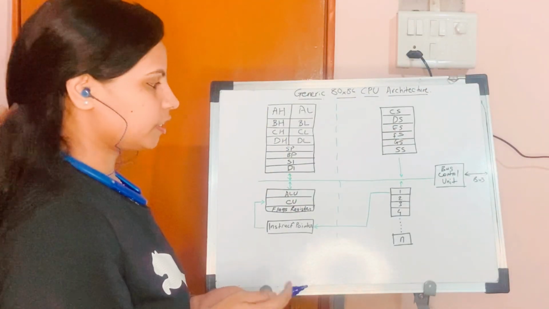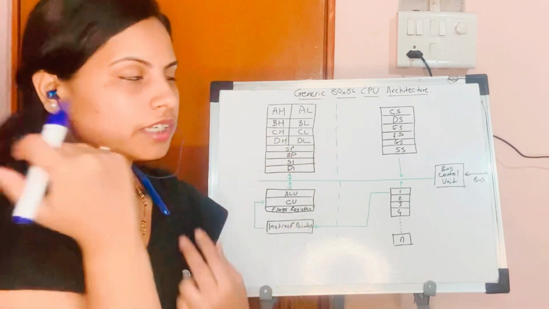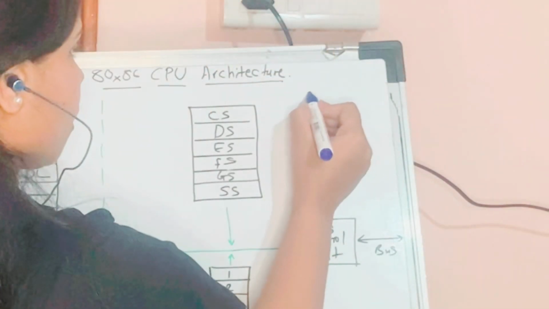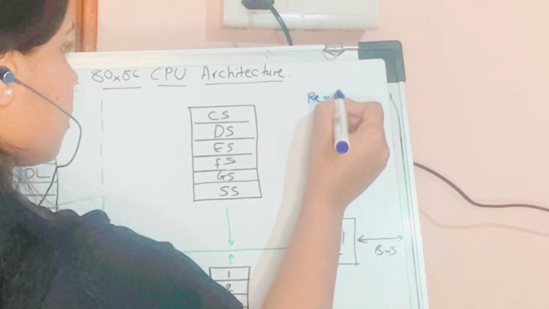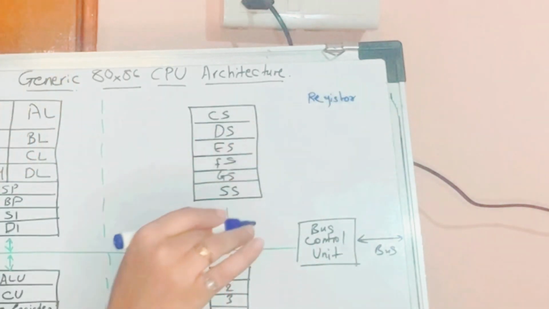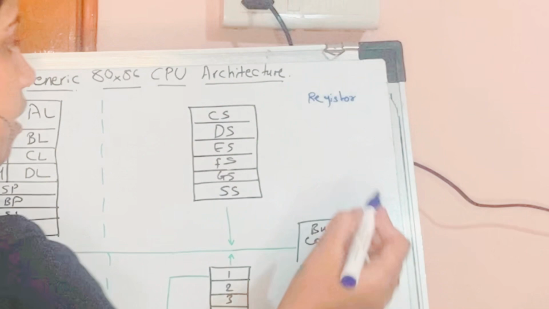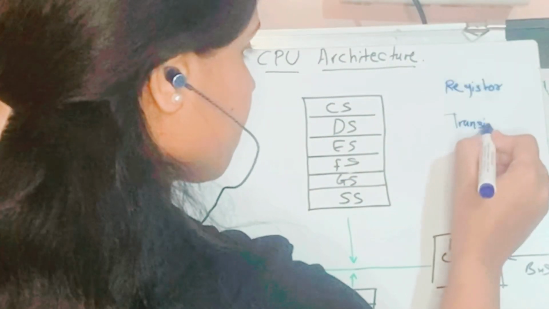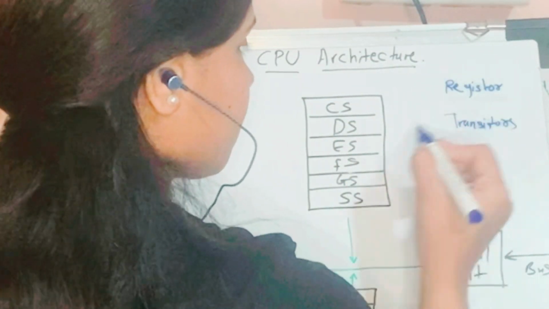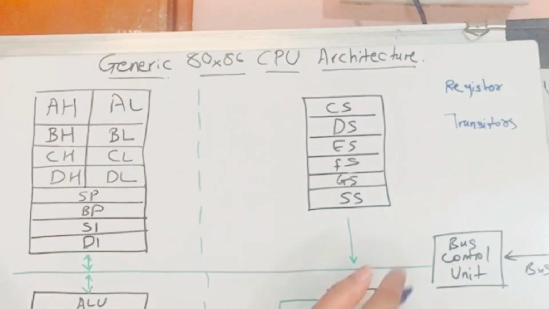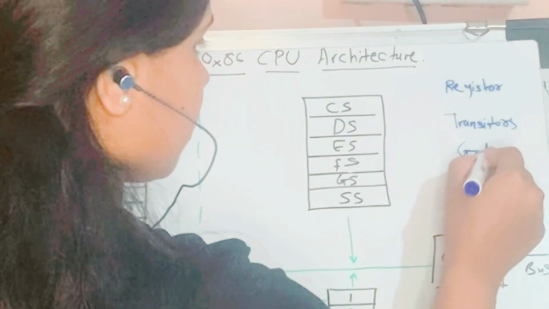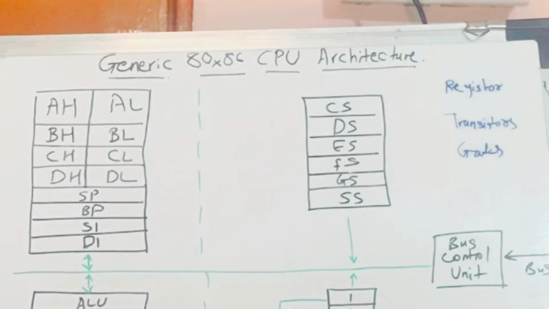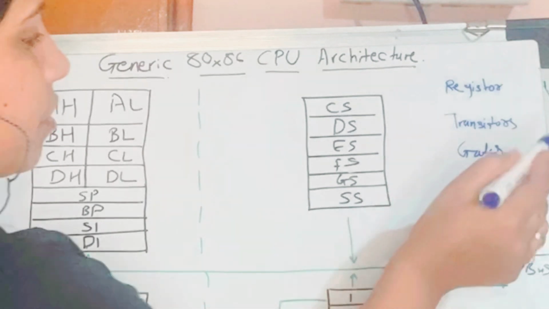A register is basically created by transistors. Now, a register is formed or created using transistors, and transistors are formed using gates. We saw in the previous videos gates, and I had not explained it, but I had used the term gates. How it is, just a basic example of XOR. So transistors are formed using gates.